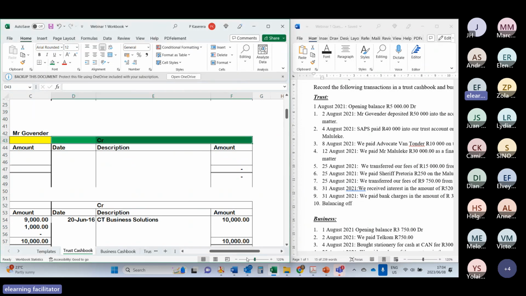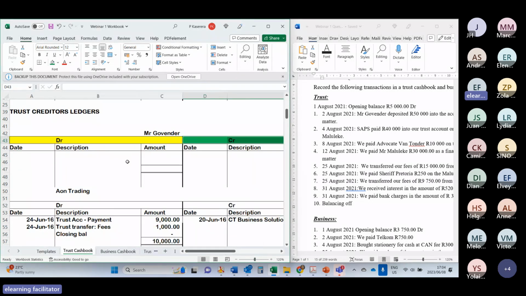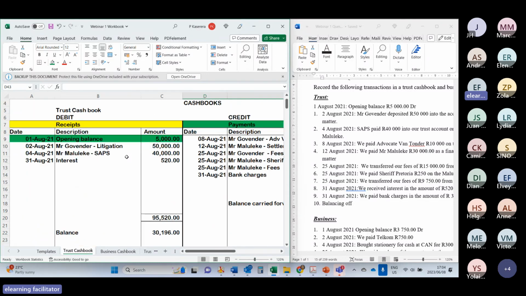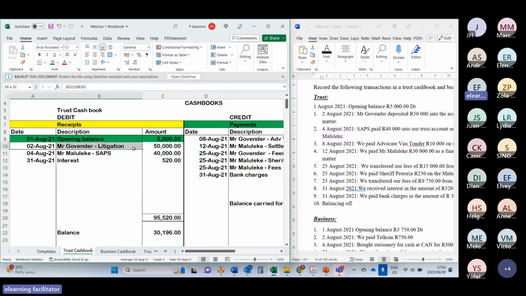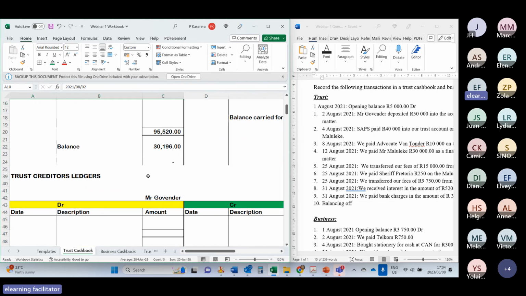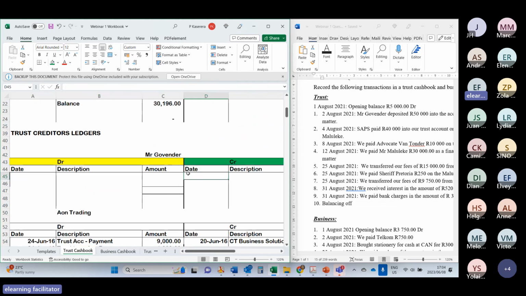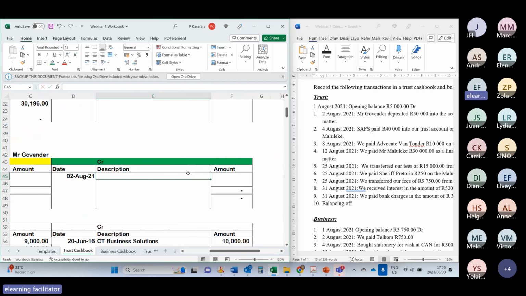What changes is that for every entry, you go back to your transaction and say, already I've posted a debit in the cash book. So on Mr. Govender's ledger, it means he is our creditor, he is our trust creditor. We are receiving his money. He's called our trust client or our trust creditor. So we received it in our bank account.